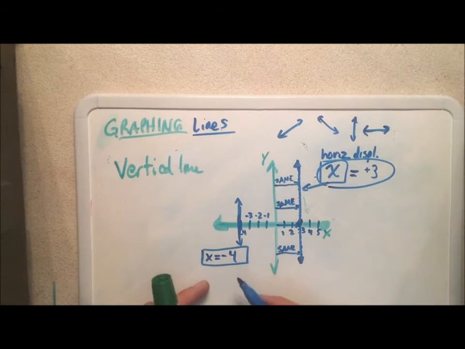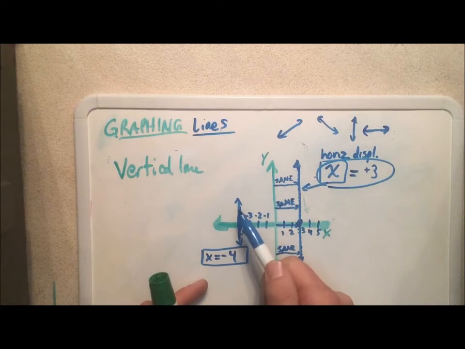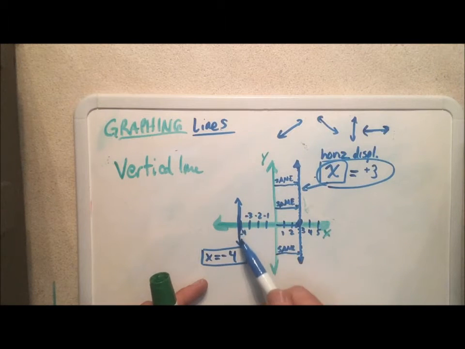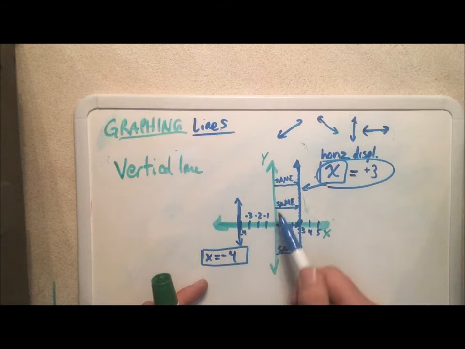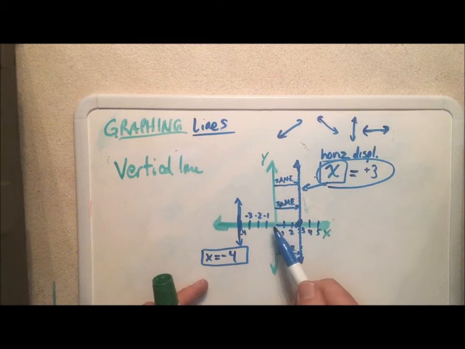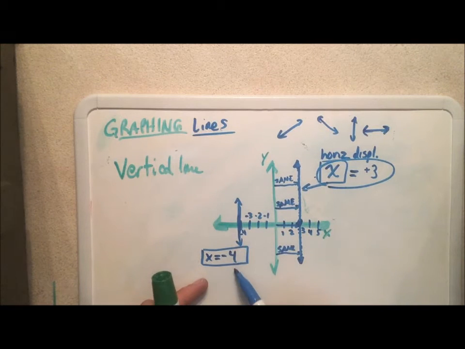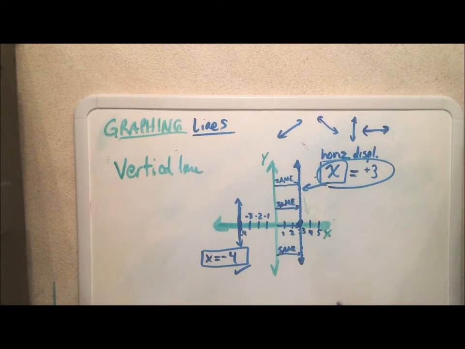Why? Because every point on this line, every dot of the infinite dots that make up this line, is exactly 4 units to the left of my y-axis. 1, 2, 3, 4 to the left. There you go. So that's how you do vertical lines.